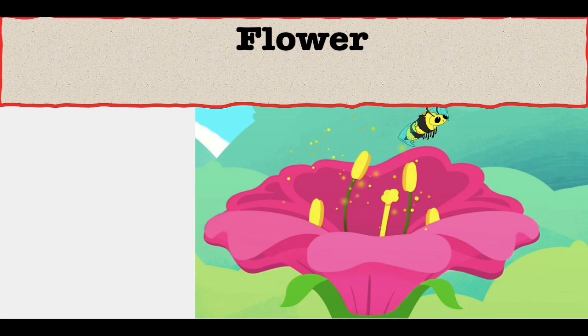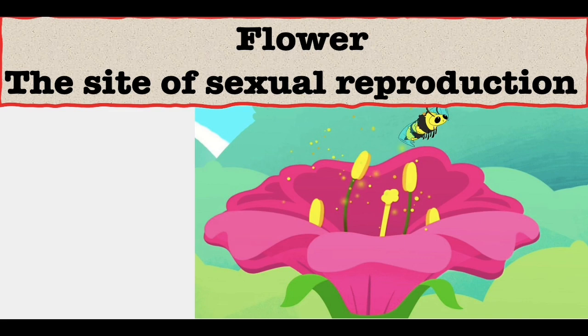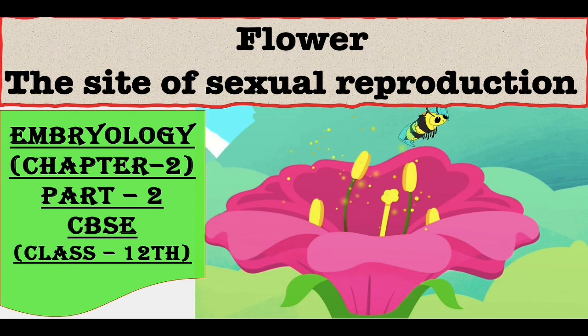Today we will understand the sexual reproduction site in the flowering plants, that is the flower. This video is from the embryology, or reproduction, series, and this is part 2, chapter 2 of the CBSE class 12. So let's begin the topic.